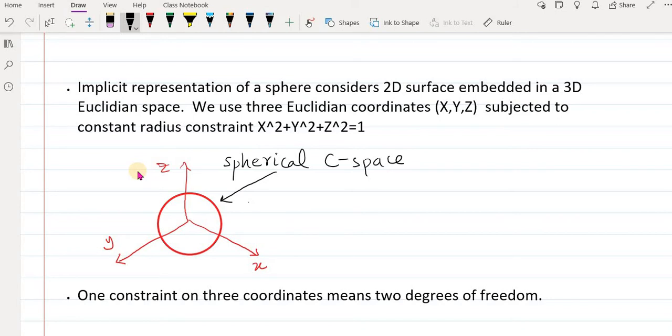And these are our three coordinates, like the normal Cartesian coordinates that we use for the representation of planar or Euclidean C spaces. But as I mentioned earlier, these Cartesian coordinates can also be used for the representation of spherical C spaces. So let's see how. We have three coordinates here, and we have a constraint which says that x squared plus y squared plus z squared is equal to 1. It means that the sum of all these should be equal to 1. Okay, so this is a constraint we have.